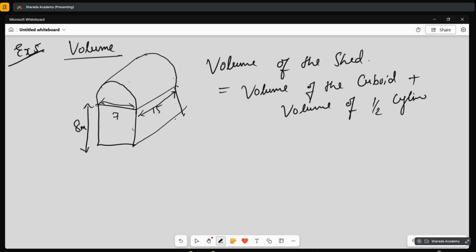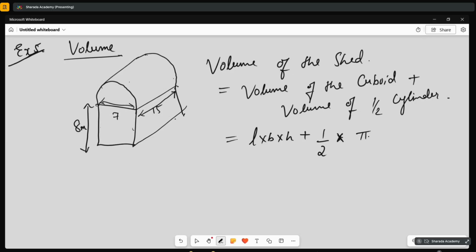Is it said that they have given. See, surmounted by half cylinder. It is there in the text. Okay. Now, what is the volume of the cuboid? L into B into H plus half into volume of the cylinder. What is the volume of the cylinder?